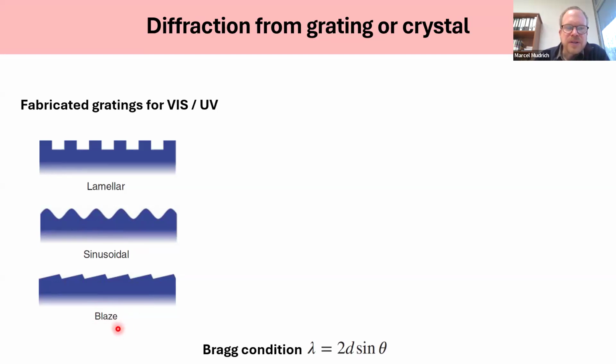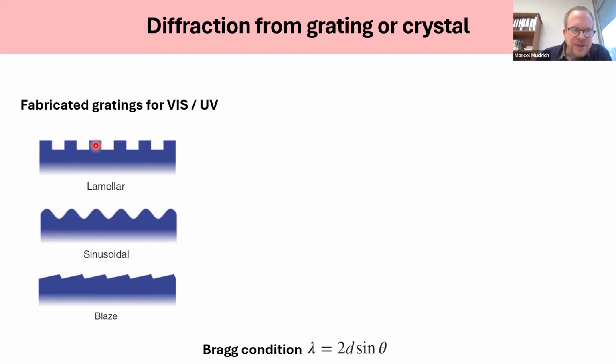Maybe some of you have even seen blazed gratings. That is a grating with a specific surface structure, made for optimizing diffraction into one specific diffraction order, typically the first or the minus first diffraction order. In the visible and UV, these artificially fabricated gratings have groove sizes on the order of a few hundred nanometers, right? That has to be on the order of the wavelength.